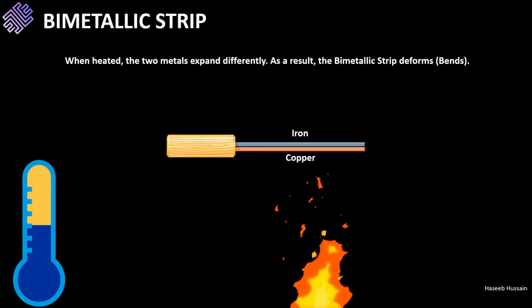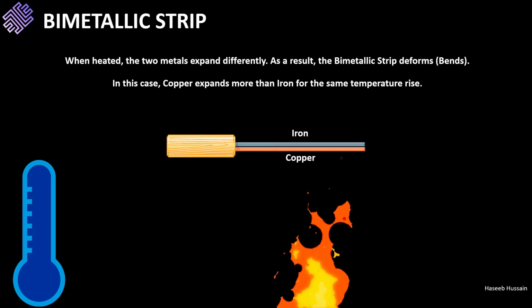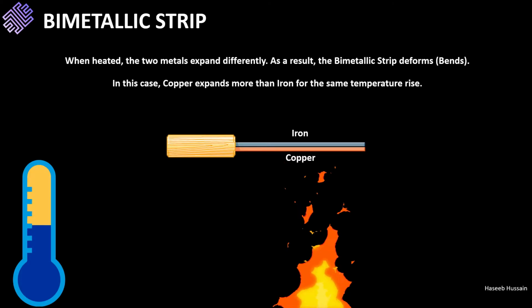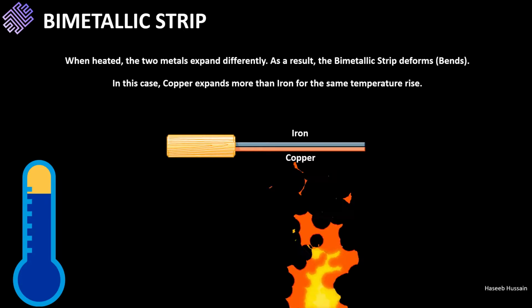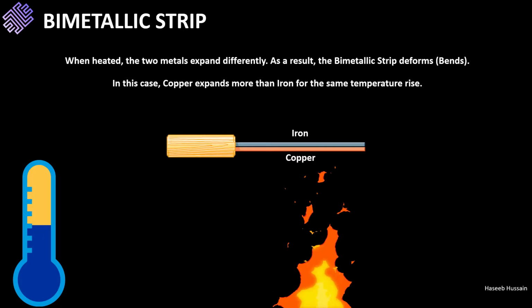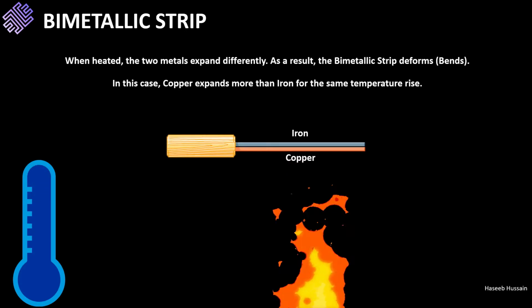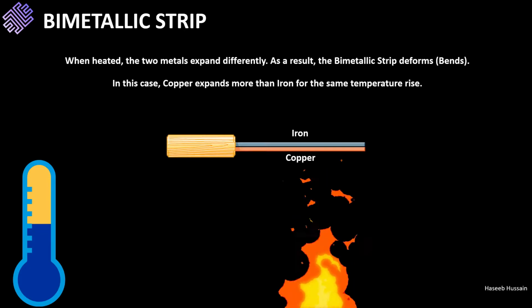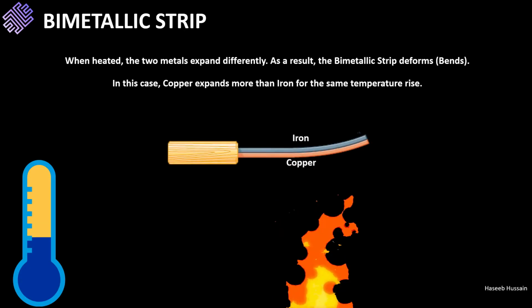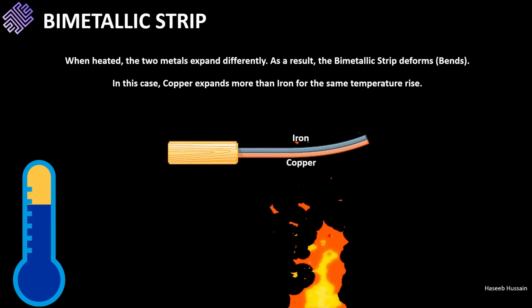So when a bimetallic strip is heated, its temperature rises. Both metals start to expand, though by different amounts. In our case, let us assume copper expands more than iron. As copper expands more when heated, its change in length is greater than iron. This means that change in length of iron is less. As both metals are joined together and they expand differently, we see that the strip bends in a curve.